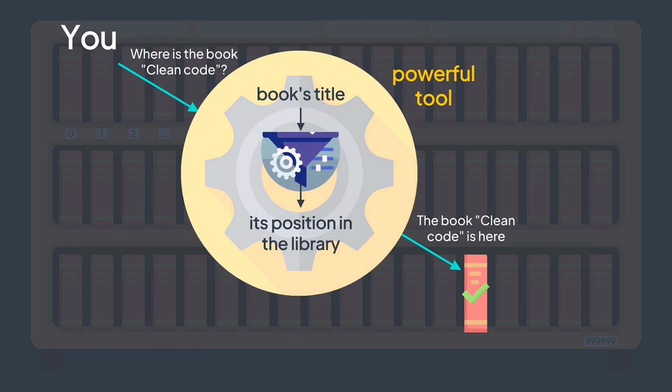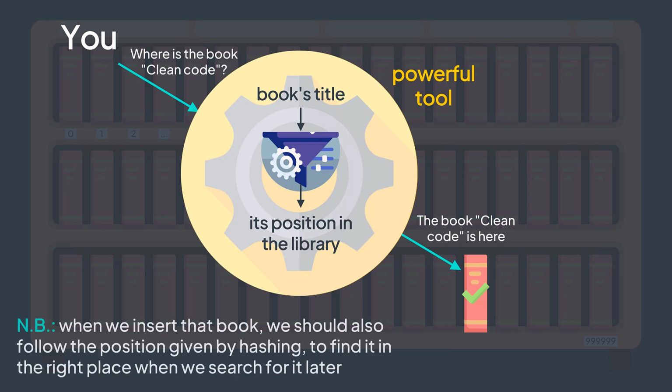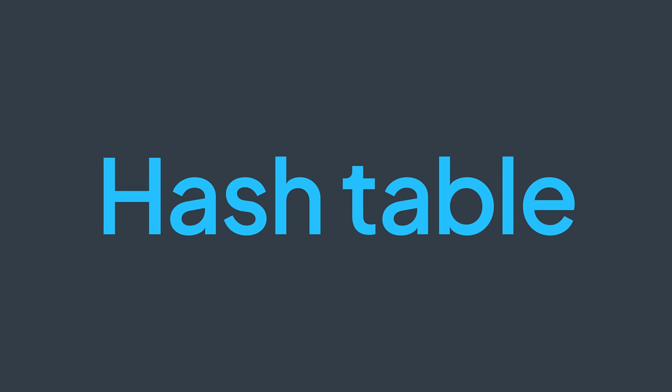The key is the book's title as a string, and the produced hash represents the position of that book in the library. So, by using hashing, we can find the position where a specific book should be, no matter how many books there are. However, one important condition is that when we insert that book, we should also follow the position given by hashing to find it in the right place when we search for it later. And this kind of structure is called a hash table.